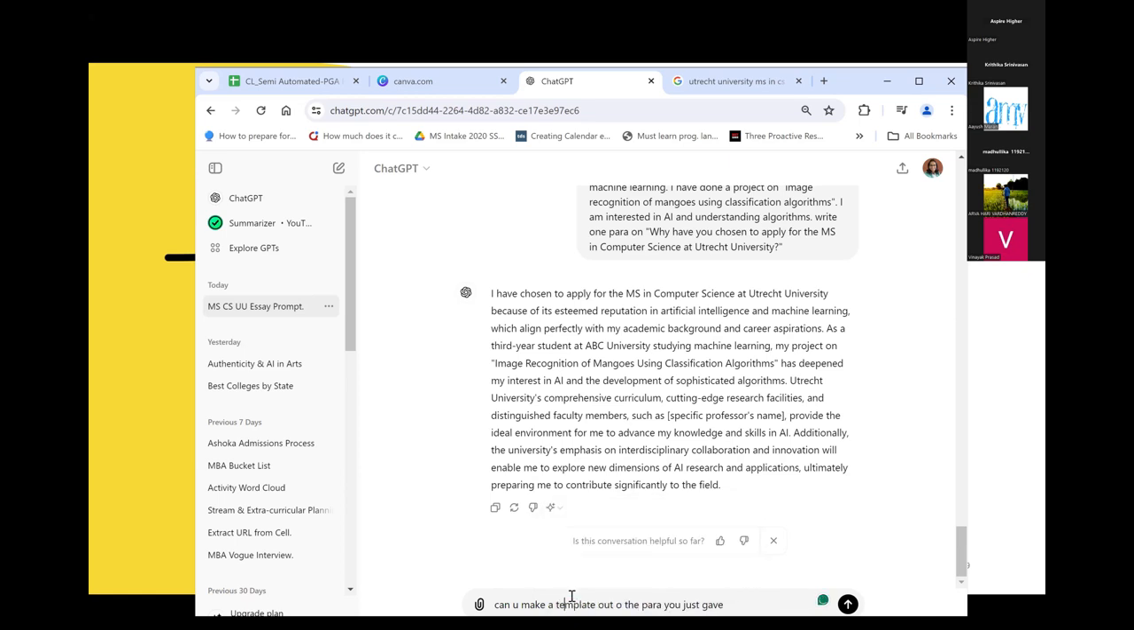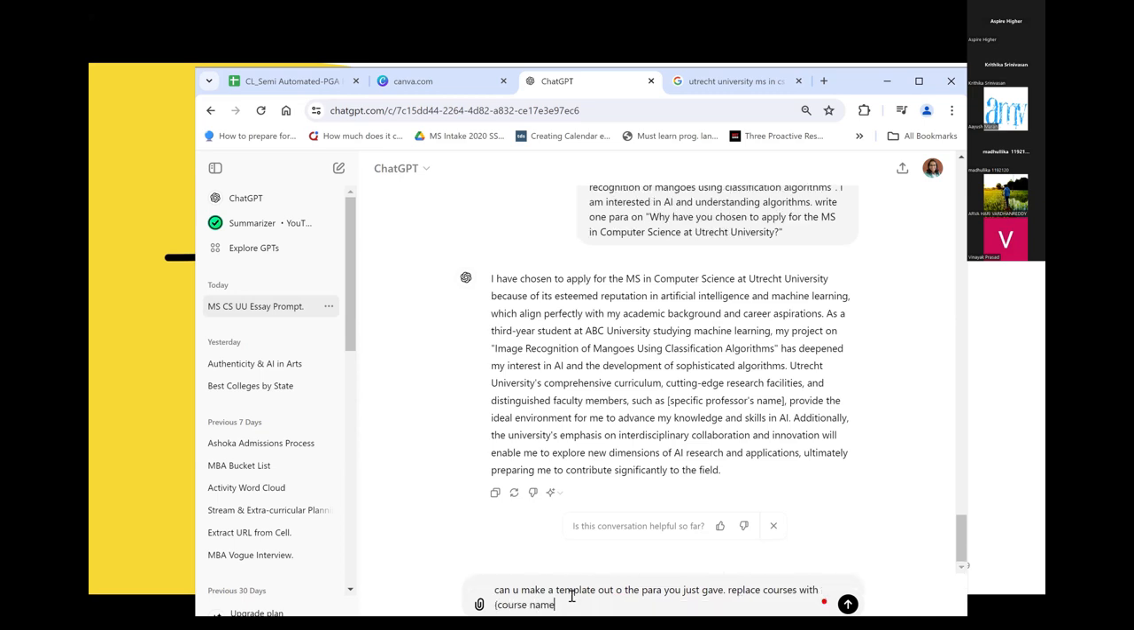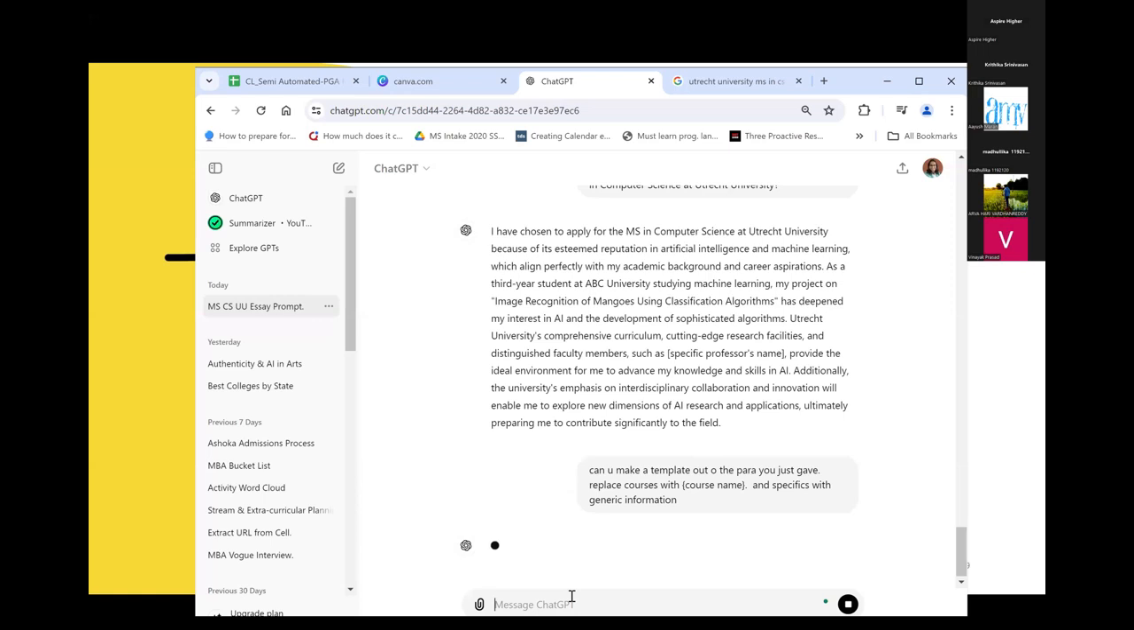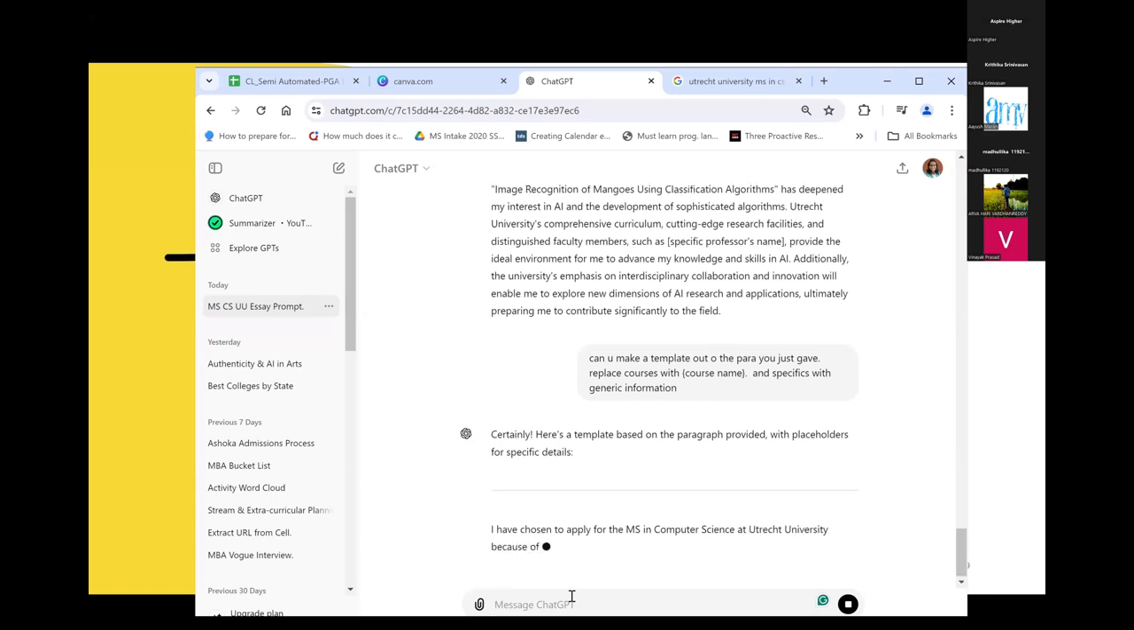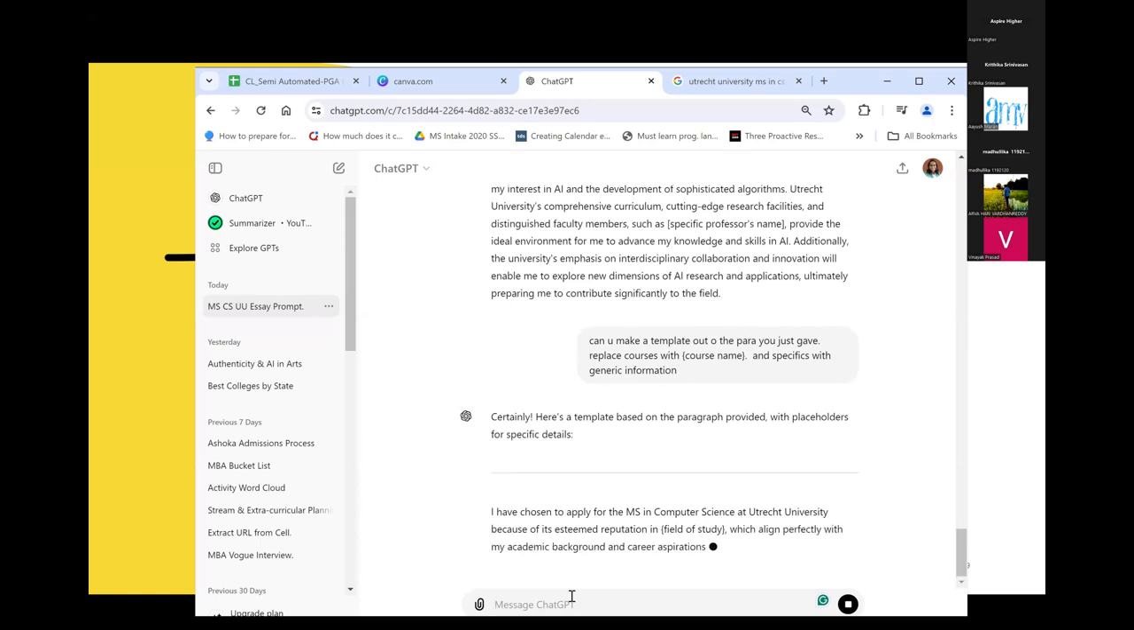Replace courses with course name, and specifics with generic information. So I'm going to ask ChatGPT to execute it, and it's going to prove the point that I just said. You see, this is what I mean by a template.